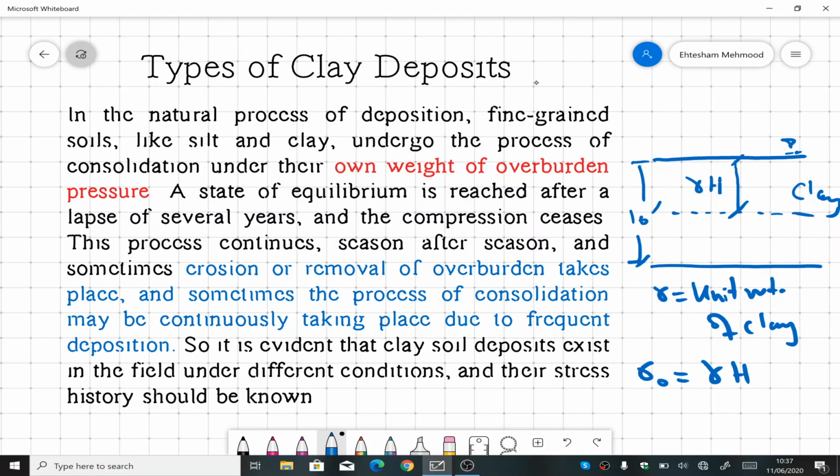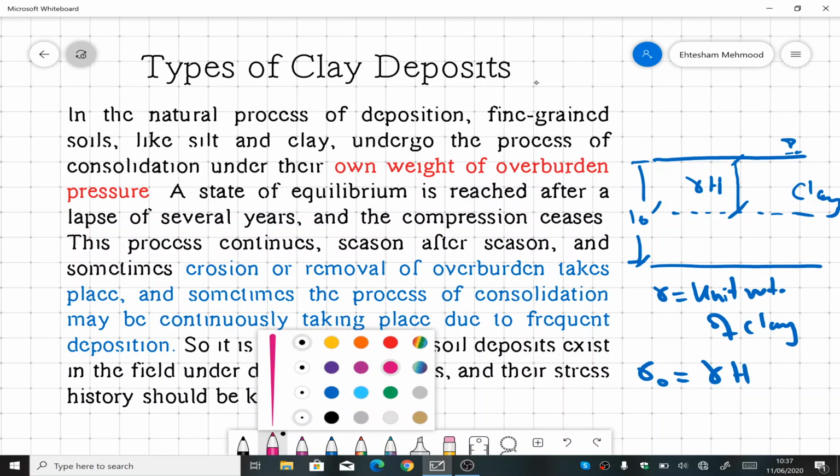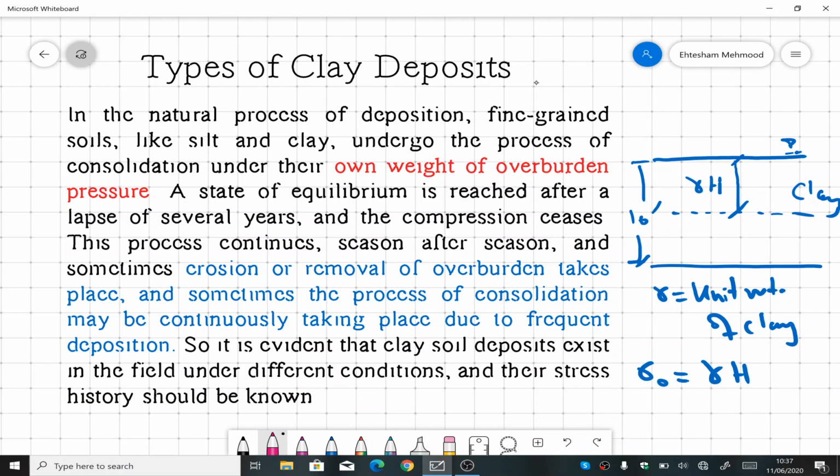So if I draw that sigma naught overburden, it will be plotted like this. If this is a straight line, overburden at the top would be 0 because gamma into 0 would be 0, and with depth, you see it's a linear distribution. At any depth you can find out gamma into H, so it increases from top to bottom. So this is the self weight or the overburden of the soil that is causing it to consolidate.